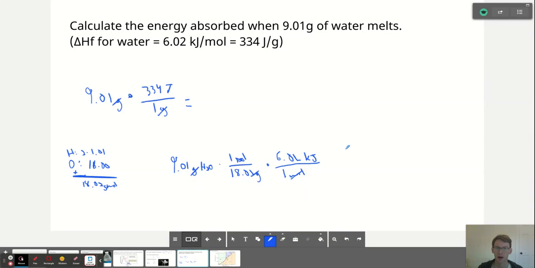Okay. And we would get to, well, this is 1/2, so we have 3.01 kilojoules will be the energy absorbed during melting of 9.01 grams of water. 3.01 kilojoules would be released if you were going in the opposite direction from liquid, freezing it into a solid.